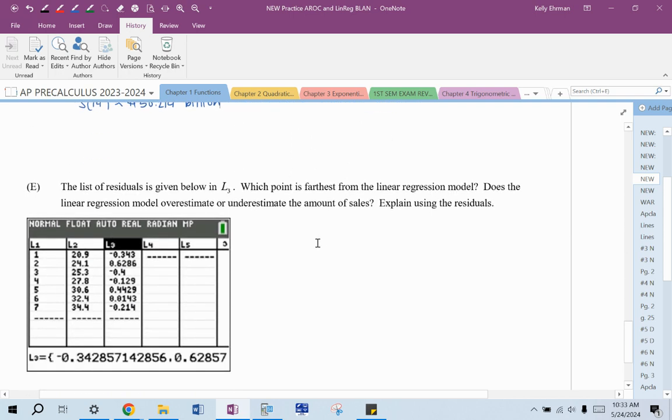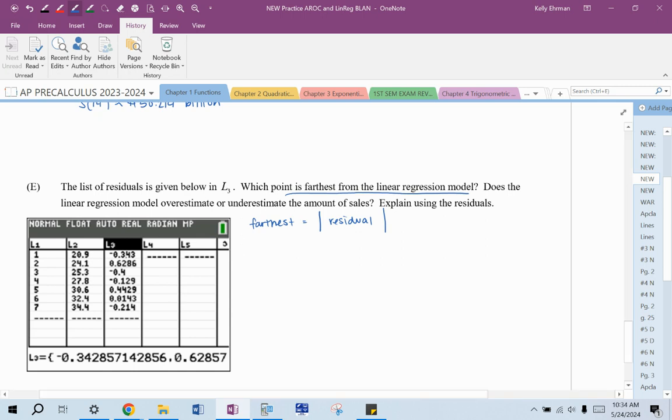The list of residuals is given below in L3. Which point is farthest from the linear regression model? Does the linear regression model overestimate or underestimate the amount of sales? Explain using the residuals. So let's answer the first question. Which point is farthest? This will be the greatest absolute value of the residual. Because if we're talking distance, if I'm 100 feet behind you and someone else is 1 foot in front of you, even though I'm behind you and I might say I have a negative residual, my distance is the largest.